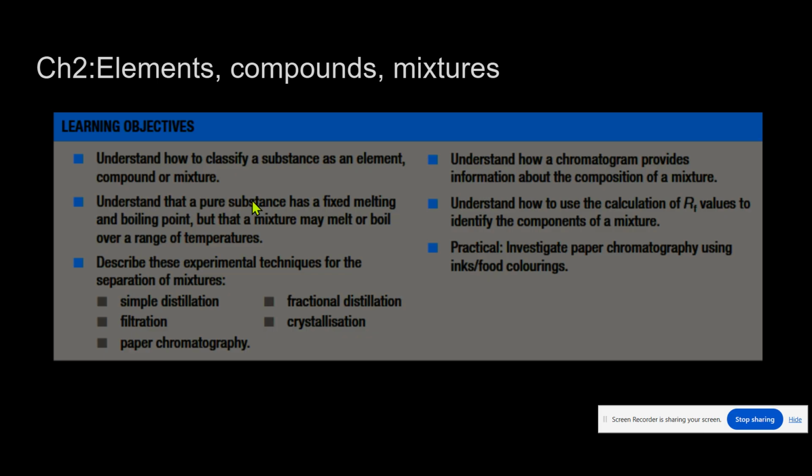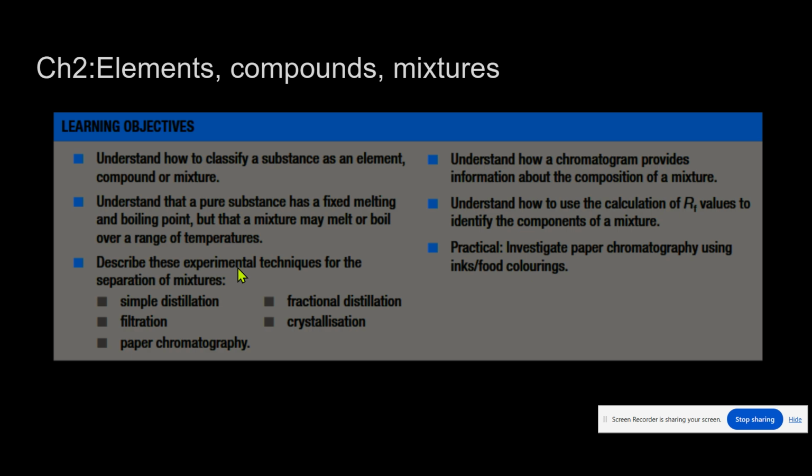Second, understand that a pure substance has a fixed melting and boiling point, but that a mixture may melt or boil over a range of temperatures. Just memorize this example. If it's salt water, the melting point will be lower than 0 degrees and the boiling point will be higher than 100 degrees Celsius. It's going to keep changing. If it's impure, it's going to be further away from that 0 and 100 mark. If it's pure, it's going to be exactly 0 and 100. That's all there is about this point.